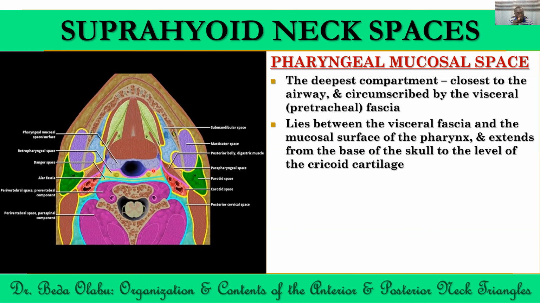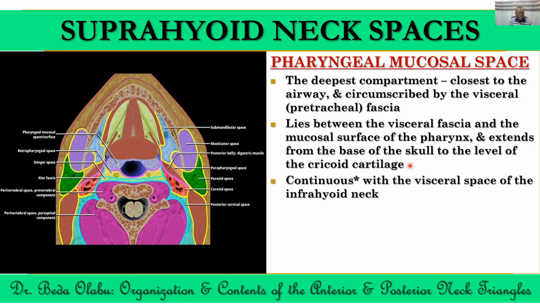This space extends all the way from the base of the skull to the level of the cricoid cartilage. And so with that, we understand that it will be continuous with the visceral space of the infrahyoid neck. Remember, the visceral space of the infrahyoid neck houses the trachea, esophagus, the larynx, and the hypopharynx. They are part of that, so this space is continuous. The unique thing about the visceral fascia is that when the pretracheal fascia goes suprahyoid, there's a particular way in which it turns that limits it just around the pharynx, basically.